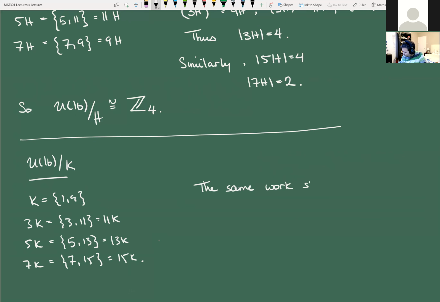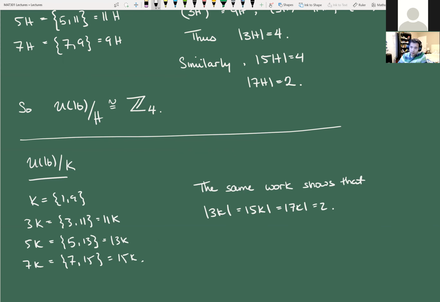So the same work shows that the order of 3K is equal to the order of 5K is equal to the order of 7K is equal to 2. And in fact, we remember that's exactly what happens in the other group of order 4, right? So we immediately know that these aren't isomorphic, because there is no element here of order 4. This group is not cyclic. So they're immediately not isomorphic.